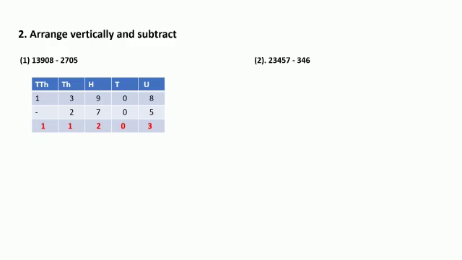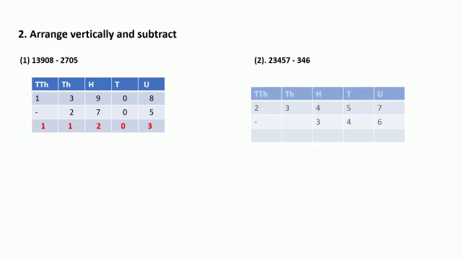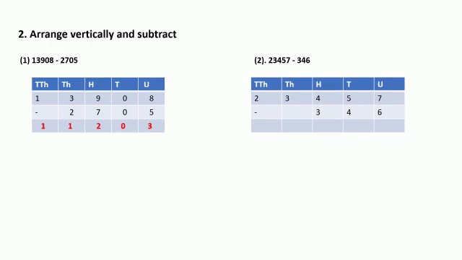Second one, 23,457 minus 346. I have arranged the numbers according to their place value. 7 minus 6, 1. 5 minus 4, 1. 4 minus 3, 1. 3 minus 0. Since there is no number, 3 will come directly down. And in the 10,000s place also, since there is no number, 2 will come directly down.